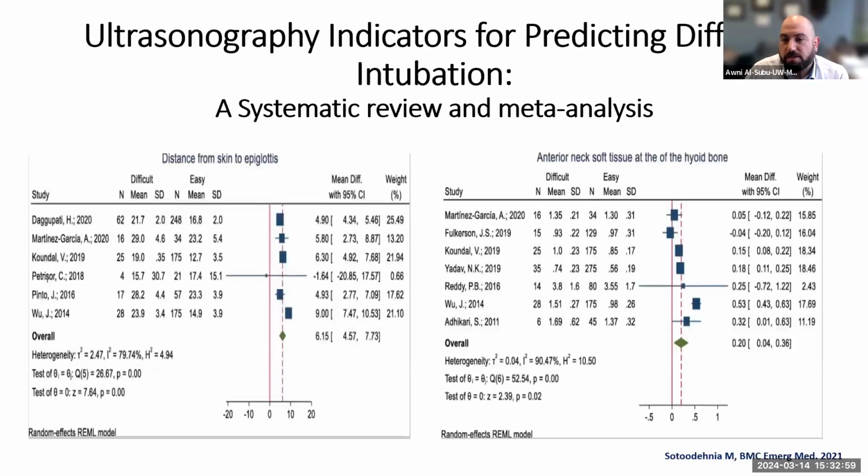This is another meta-analysis done a couple of years before that, and it shows similar things, where there are some indices like the distance from skin to epiglottis and anterior neck soft tissue thickness at the hyoid bone that can perform a little bit better than other indices, but still we need a little bit more work on that.